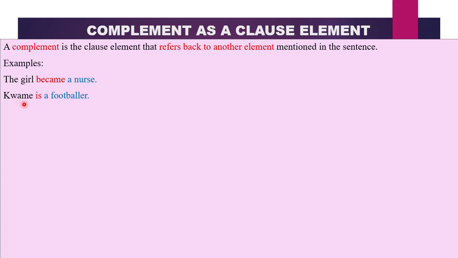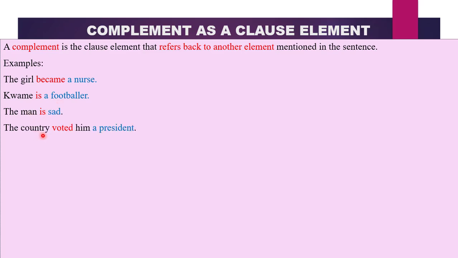Another one, Kwame is a footballer. Who is a footballer? Kwame. So a footballer refers back to Kwame, and we don't have any action word. Is is not an action word. Therefore, a footballer refers back to Kwame. It is a complement. The man is sad. This is an adjective, and it comes after a verb that is not an action word. Therefore, sad refers back to the state of the man. It is a complement. So we have an SVC.